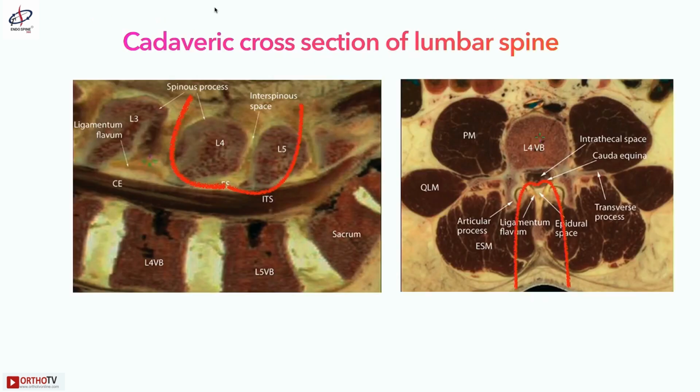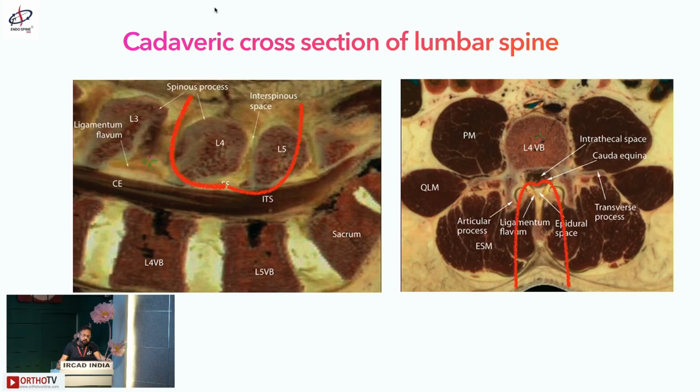So this is the cadaveric cross section of a normal L4, L5 space. You see the interlaminar window. Entering the target area requires a lot of dissection, and we always have something called tunnel vision. When the patient's weight is increasing, when the patient has a big issue of BMI, you are going to damage starting from the fascia to the multifidus muscle, and when you go deeper, you are prone to injure more.